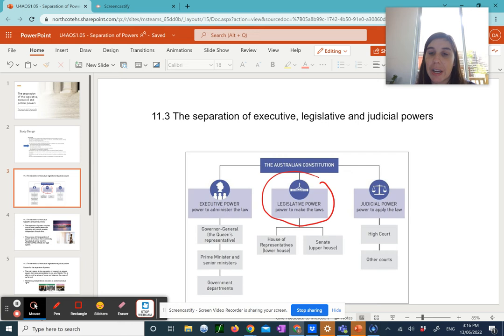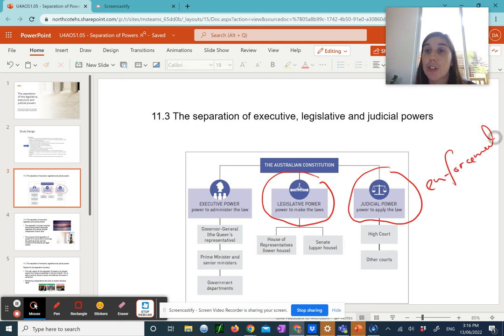The third area is judicial power, which is the power to apply and interpret the laws and also enforce those laws, and deem anything that's unconstitutional as invalid. This is vested in the High Court at the highest place, which checks on whether things are unconstitutional, but also the other courts within Australia. So we have 3 areas or 3 bodies that are separated, and their aim is to check on one another.